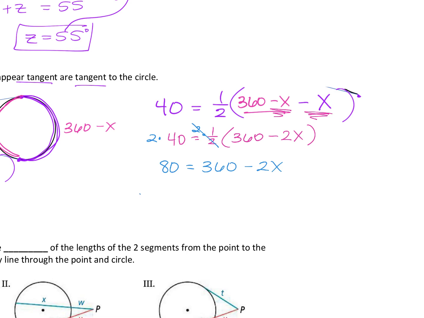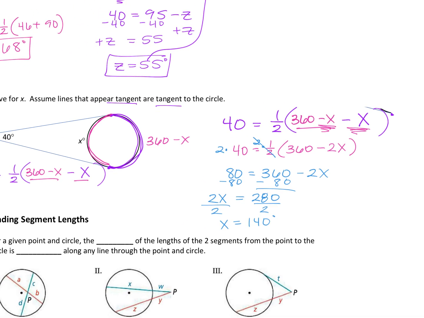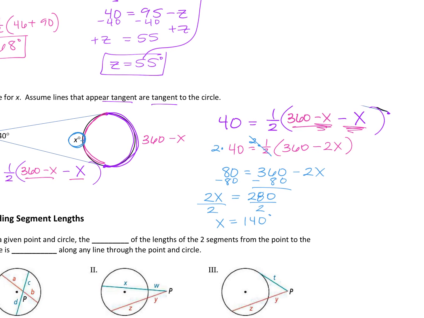Move the 2x over to the other side. Move the 80 over to this side. So you get 2x equals, what is that? 280. Is that right? My mental math right now. Yeah. Divide by 2. So x is 140. Okay. That means if we're looking at this right here is 140, which would mean 360 minus 140 would have to make this 220 for the measure of that arc.